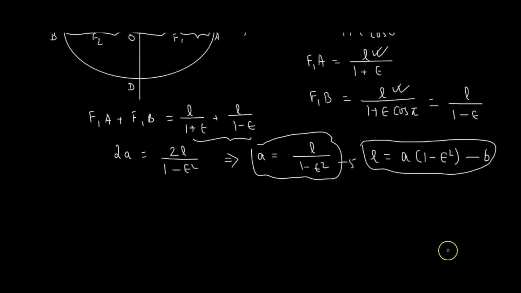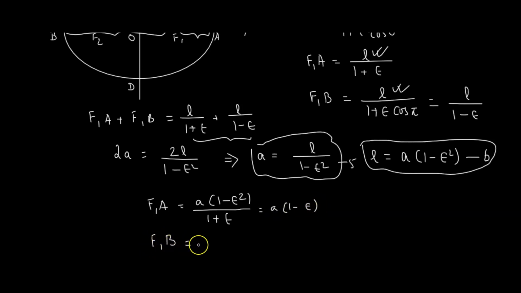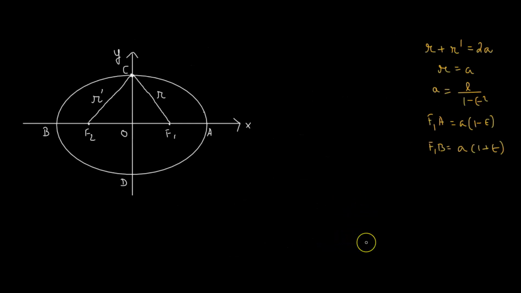So let's do that. We have f1a equals L over 1 plus epsilon. L is a times 1 minus epsilon squared, divided by 1 plus epsilon. So this will be a times 1 minus epsilon. And f1b will be a times 1 minus epsilon squared divided by 1 minus epsilon. So we'll get a times 1 plus epsilon. Let's label these as equation number 7 and equation number 8.